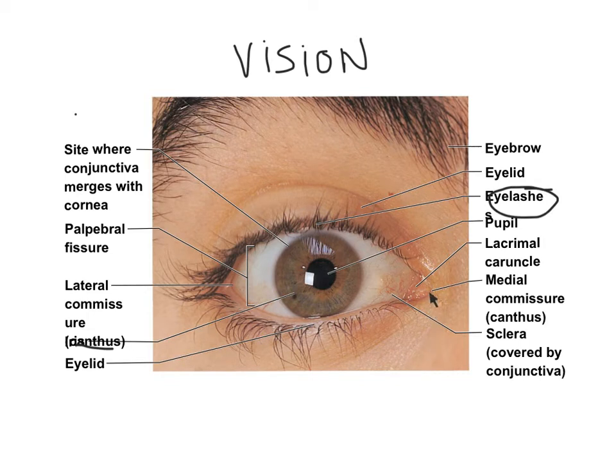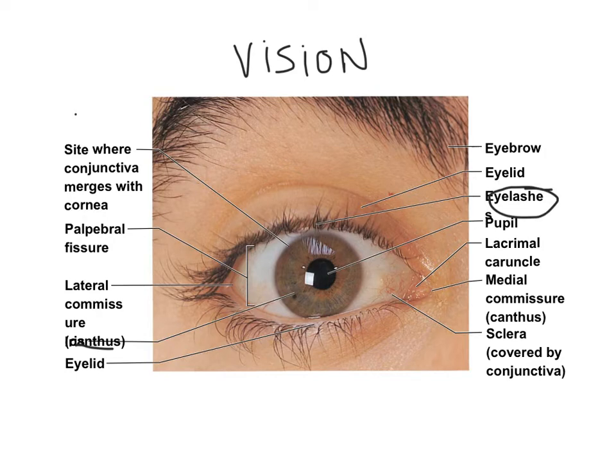You can see this is the medial commissure. This is your lateral commissure with the opening of the eyelid. You have the iris, the colored part of the eye. The pupil is the hole in the middle, the dark spot. The opening is called the palpebral fissure. And then you have your cornea, right at the edge of the eye, where it merges with the conjunctiva. The white part of the eye is called the sclera. I think that covers everything on the outside, the accessory structures on the eyelids.